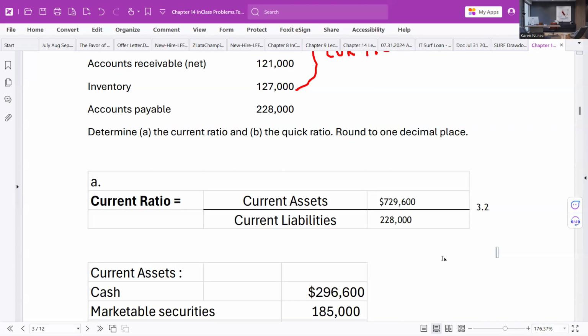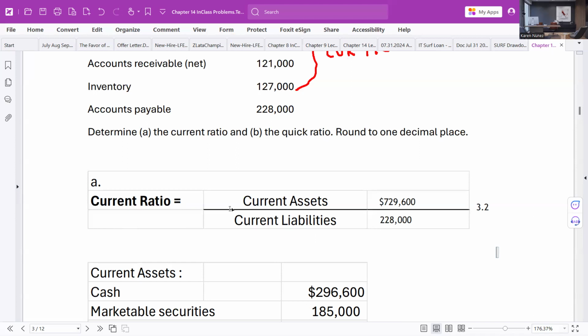Certainly, if this ratio dips below 1, that's a danger zone, right? That's a danger zone for all industries. So you certainly want to have enough current assets to pay your current liabilities. And a good ratio is going to vary from company to company, but at least we know, in this case, we have more than enough current assets to meet those current liabilities. The current ratio is 3.2.